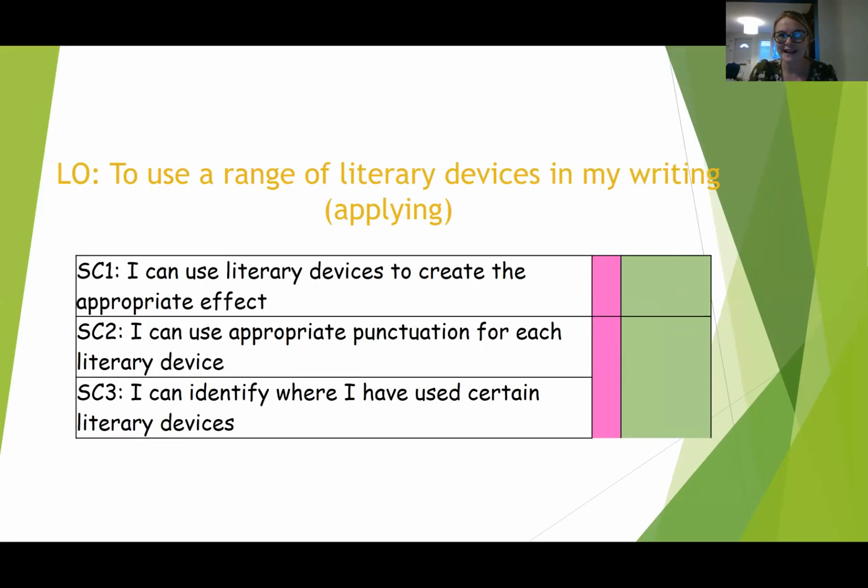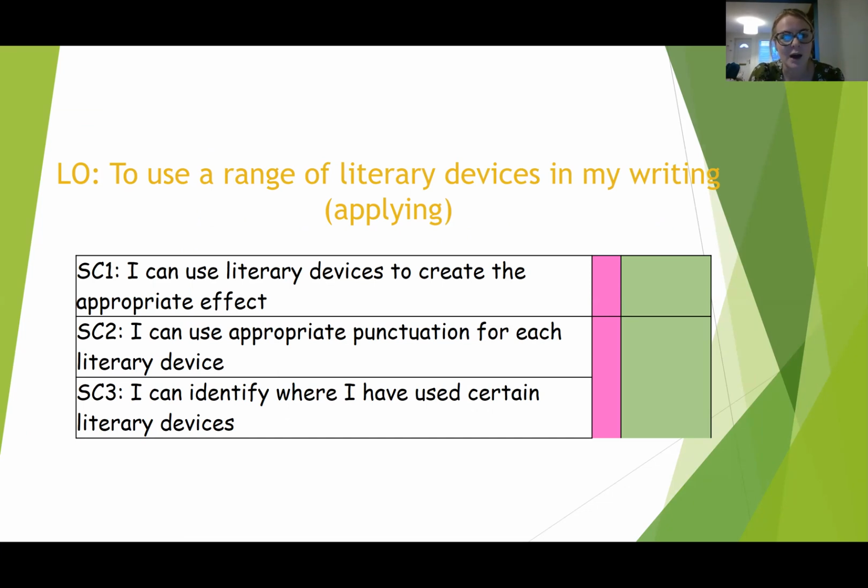So we're retelling the story of the Gruffalo, aren't we? But we want to be able to use a range of literary devices in our writing. So look, our learning objective is orange now because we are in our show stage of our learning. We are showing what we know. So remember, these literary devices, they are the things that we've learned so far this year to put in our writing, like our conjunctions and our apostrophes and our commas in the list, etc.